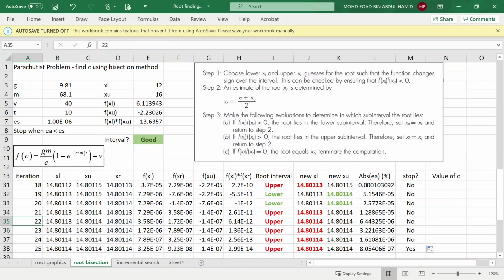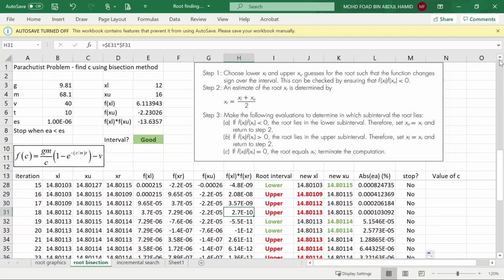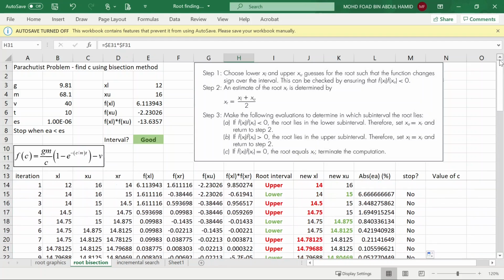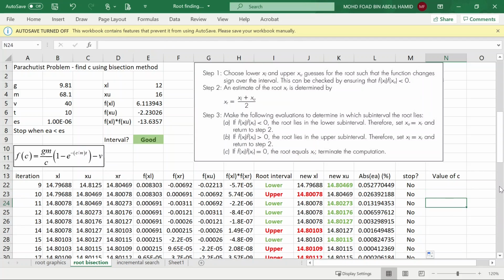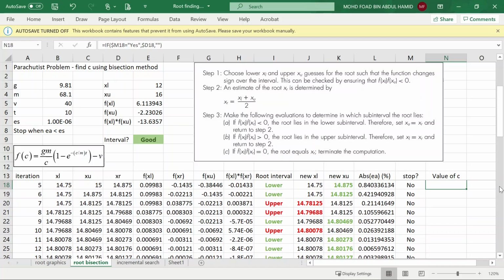But what is the result here? What is the value here? So let's see what is the value of C, because I think I missed dragging. Okay, so there's a value here. Okay, here. So we need to drag this.